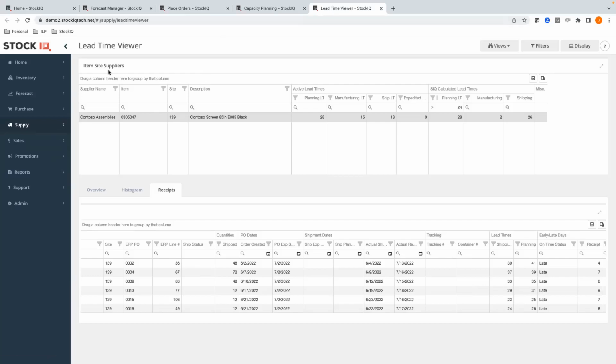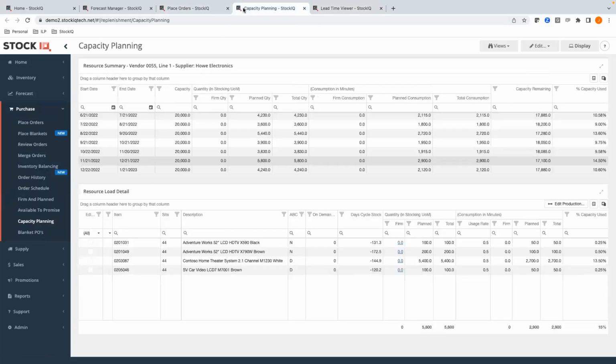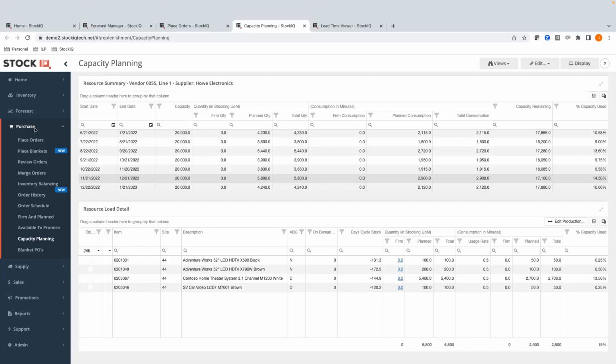Rough cut capacity planning is utilized for our manufacturers that have internal work centers. We can monitor that capacity. It's also utilized for external suppliers where we have limitations potentially on our ability to produce. This rough cut capacity gives us a view of the load that's being placed on that organization.